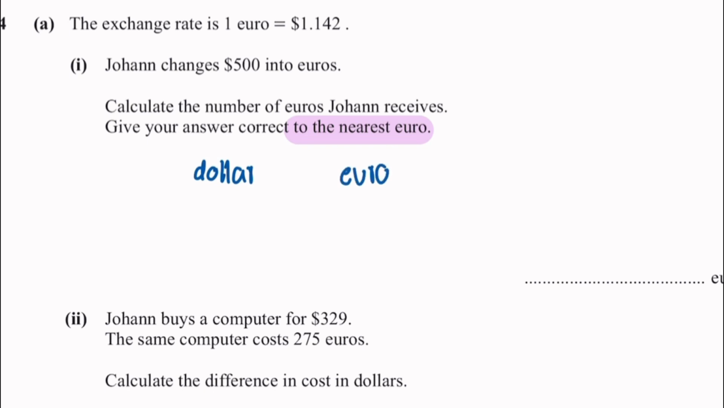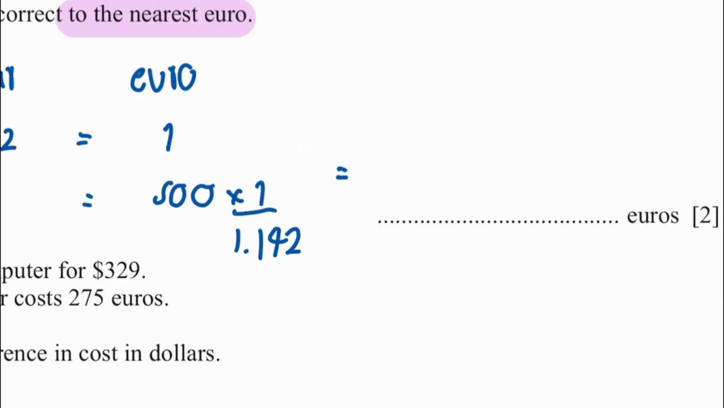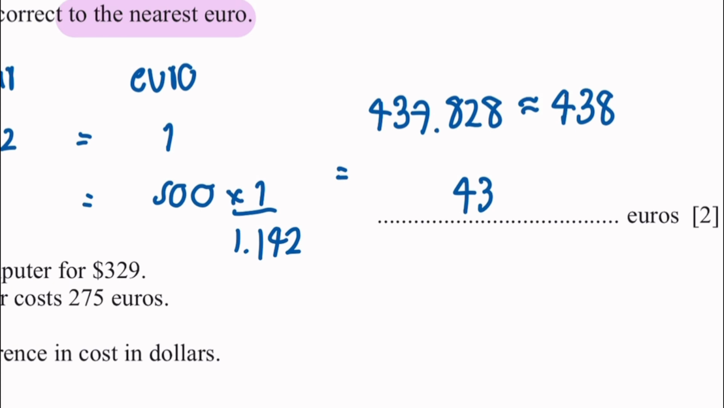In the question, $1.142 equals €1. Therefore, $500 equals €437.828, which is around €438. This is your answer.